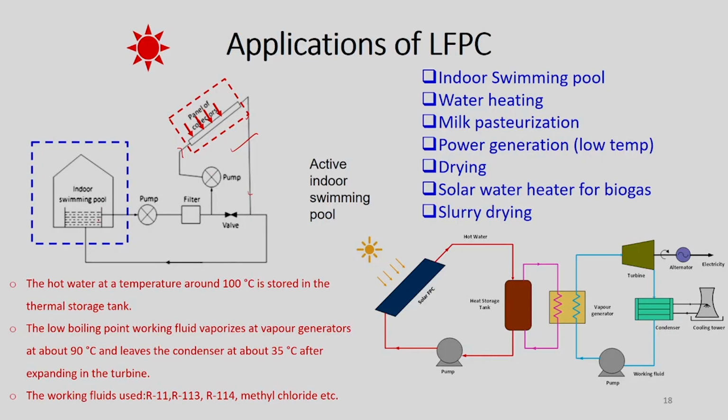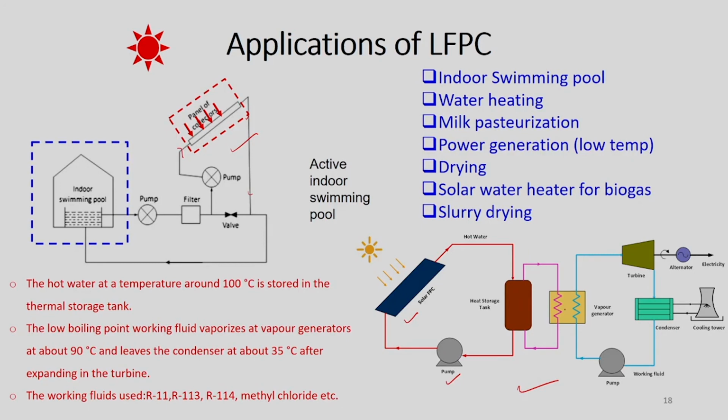This will work in a closed loop, and this figure shows the application of liquid flat plate collector for power generation. We have this liquid flat plate collector, and hot water is generated. This is also working in a closed loop. A pump will be there, so water will be circulated and heat exchange will take place. This is a heat storage tank. Again, we need some kind of heat exchanger so that the amount of heat generated can be provided to another working fluid.